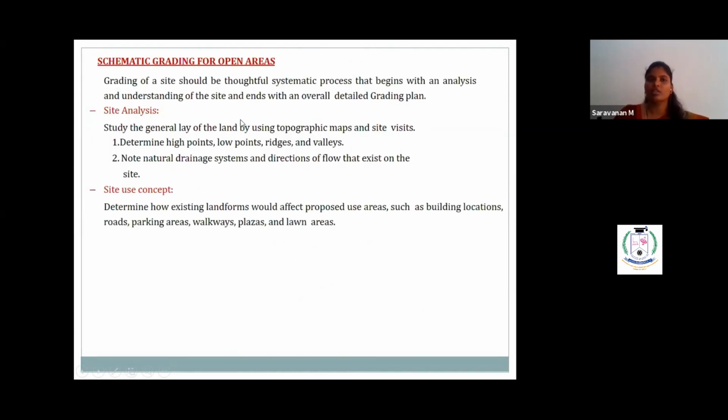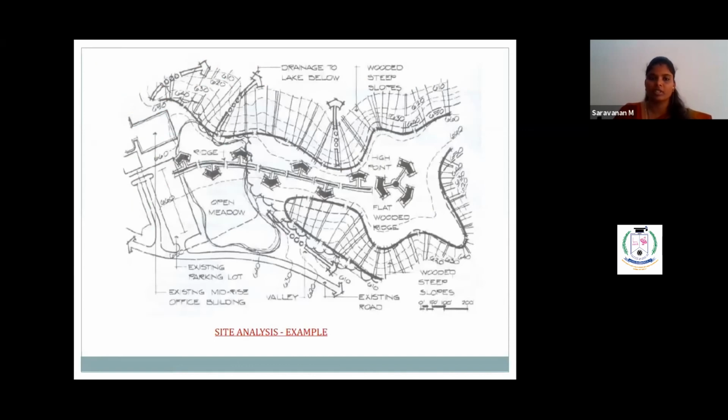So next is your schematic grading for open areas. It's the same as how you do your site analysis and what concept you're going to use. How we do it in a design, this will determine where the highest point is, where the lowest point is, and where the natural drain flows. How do we do our site analysis? It's the same. It's just an example to show where the drain is, where you have the slope, where you have the existing road, where you have the open and the wooded ridges. How we do our site plan in our design, it's the same.